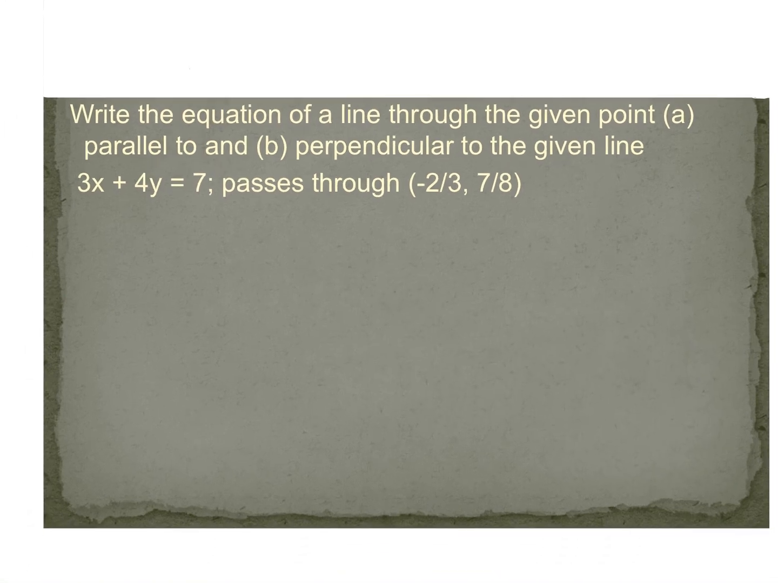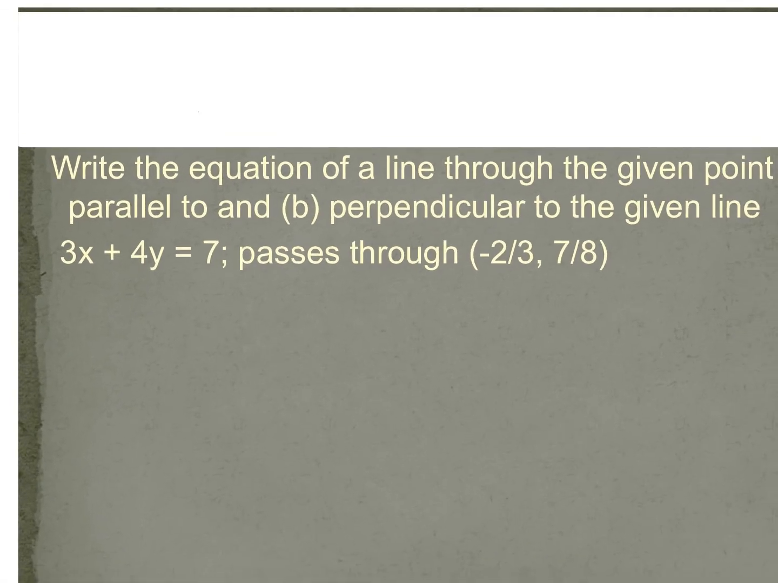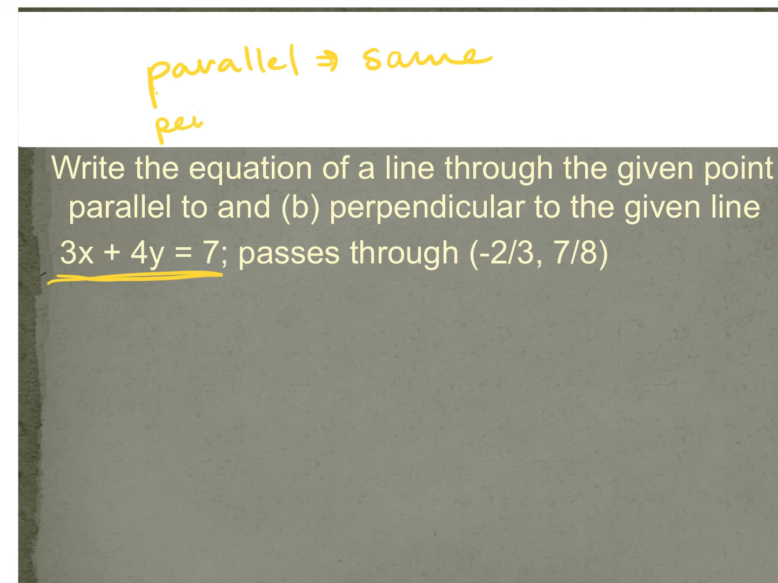All right. Last page. It says write the equation of a line through the given point, A parallel to and B perpendicular to the given line. So a line parallel to this one. What do we know about the slope of two lines if they are parallel? They're never going to touch, but our slopes are going to be the same. What about perpendicular? Opposite reciprocals.